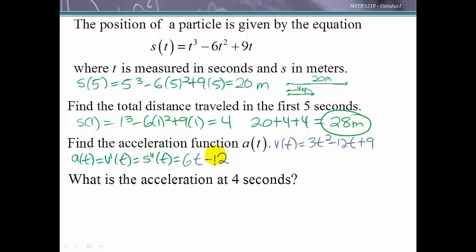What's the acceleration at 4 seconds? So our acceleration at 4 would just be putting a 4 in that acceleration function we just found, and that looks like that's going to be 12, and our units are meters per second squared.